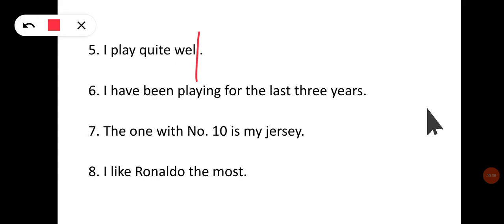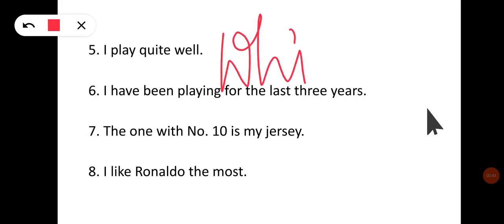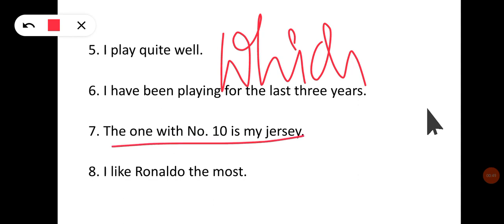Next, the one with number 10 is my jersey. Okay, what is the question that you can ask here? Which is your jersey? The one with number 10 is my jersey.